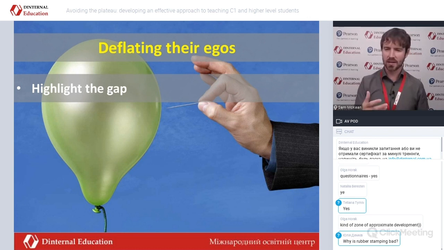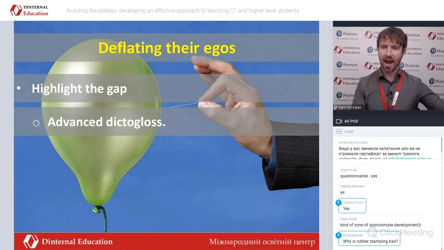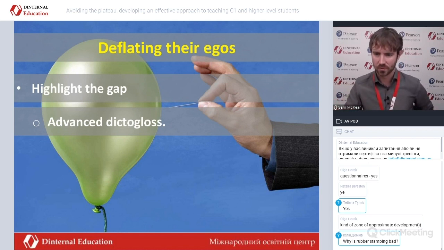So how can we do that? How can we really highlight the gap, get the students to notice this gap? One activity I like to use is an advanced Dictagloss. So how many of you have used a Dictagloss before?